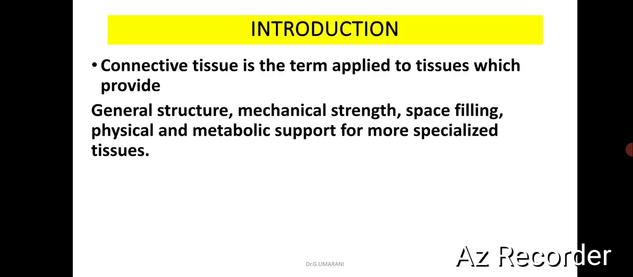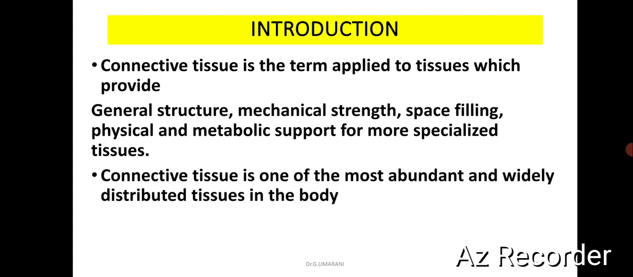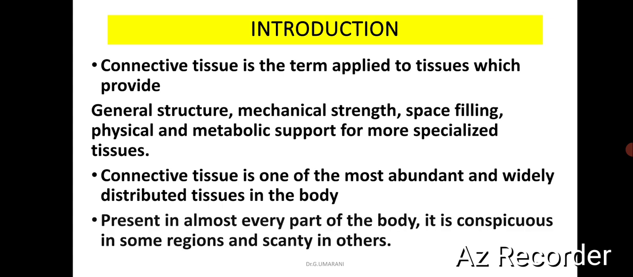So, introduction about connective tissue. It is a term applied to tissues which provide general structure, mechanical strength, space filling, physical and metabolic support for more specialized tissues. Connective tissue is one of the most abundant and widely distributed tissues in the body. It is present in almost every part of the body. It is conspicuous in some regions and scanty in others. They are mesodermal in origin.